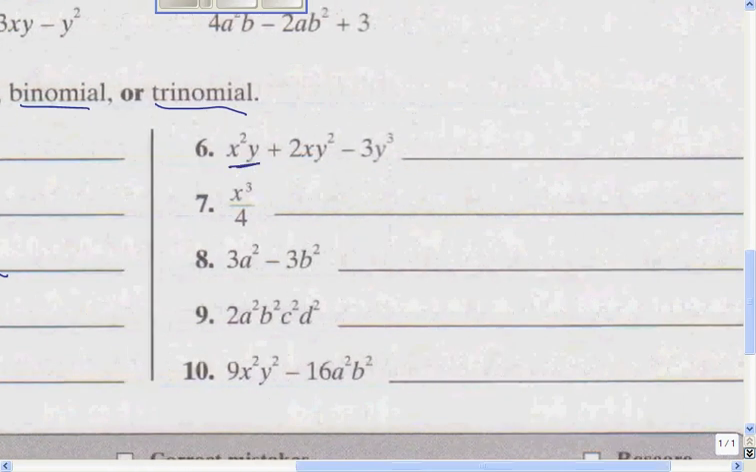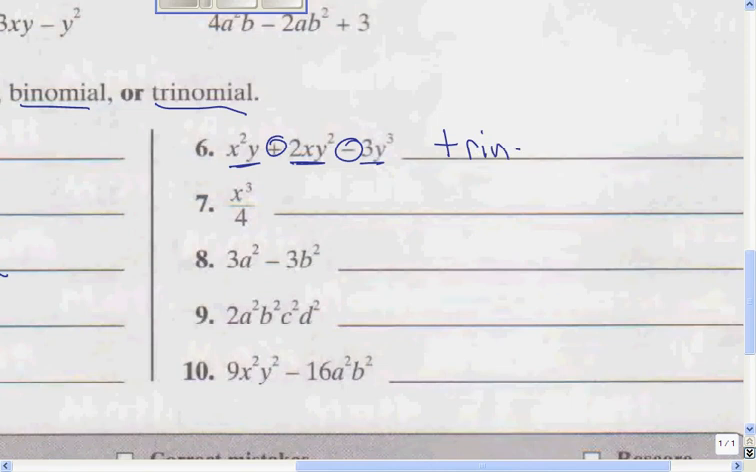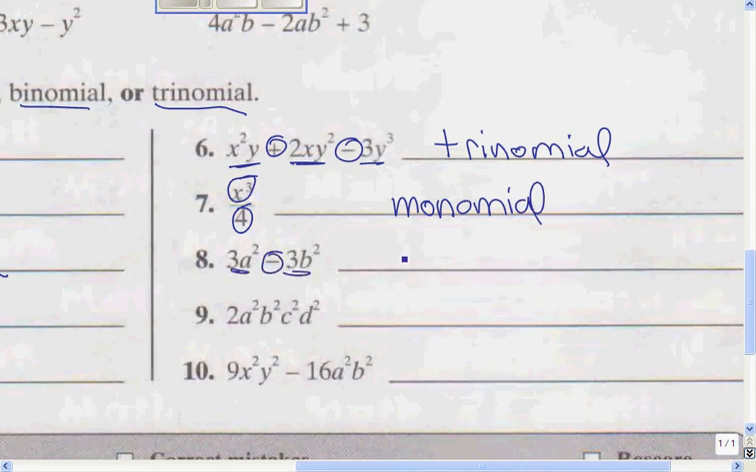Here we have a trinomial because the three terms are separated by an addition and subtraction sign. This is a monomial even though there are two terms here because neither of the terms are separated by an addition or subtraction sign. So this is a monomial. Here we have two terms separated by a subtraction sign, so it's a binomial.